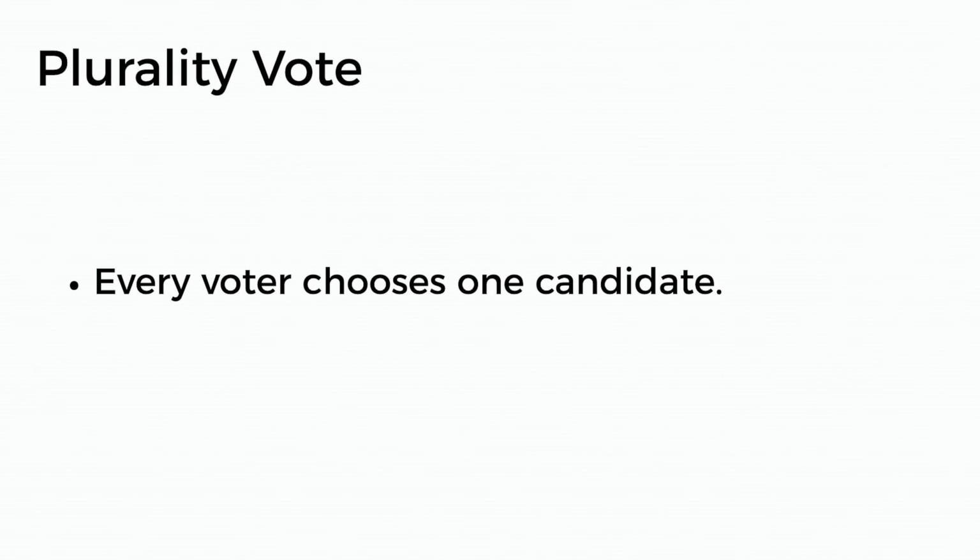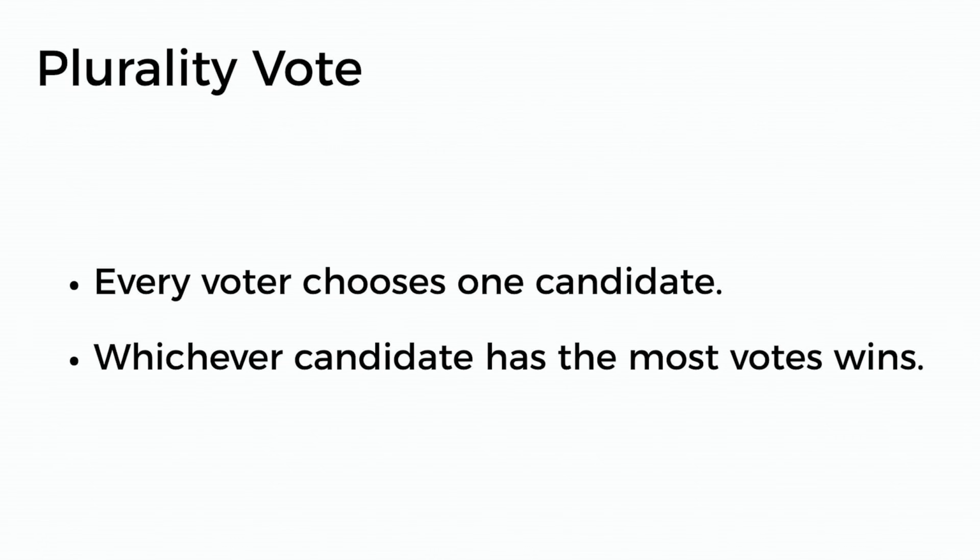This is what we call a plurality vote, also known as first past the post. The rules basically work like this. Every voter chooses one candidate who they would like to vote for, and at the end of the election, whichever candidate has the most votes is declared the winner of that election.